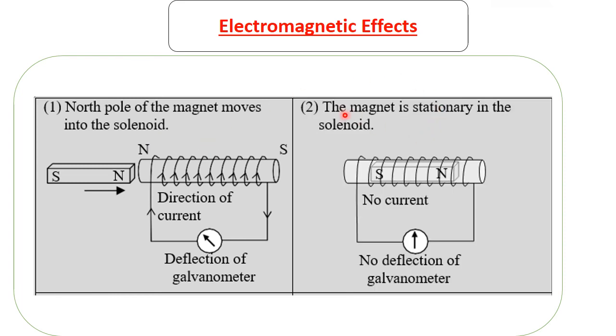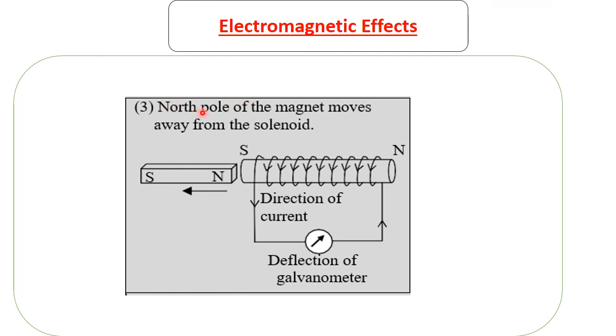Example 2. If you push the magnet inside the solenoid, no current is going to flow in here. That's a situation. Why? Because the magnet is not making any movement. So current only flows when the magnet is making some movement.